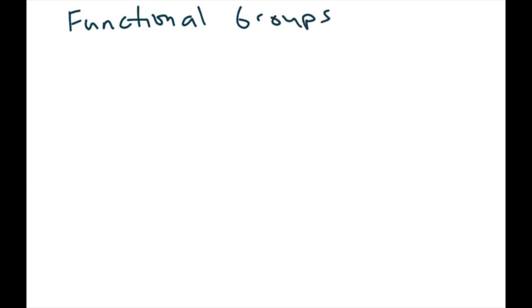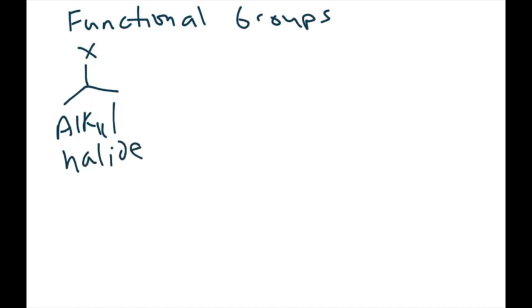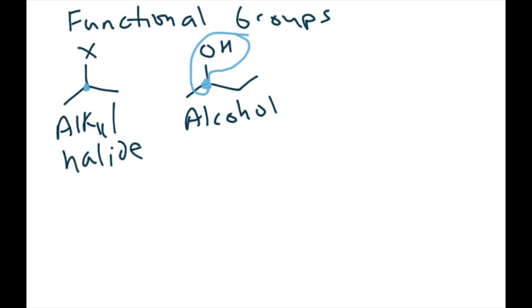Right? So functional groups. First, you have your halides or alkyl halides. We have our alcohols. So a halide is a carbon bonded to a halogen. An alcohol, you have a carbon and it's bonded to an OH, and it's going to be bonded to a carbon on either side of it.